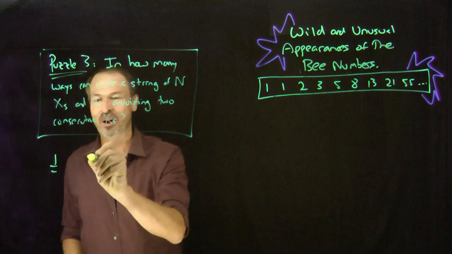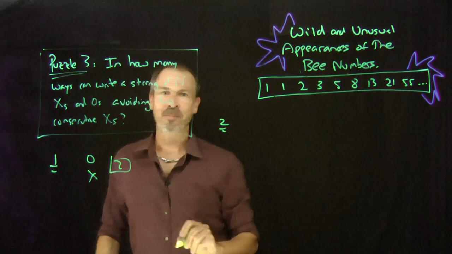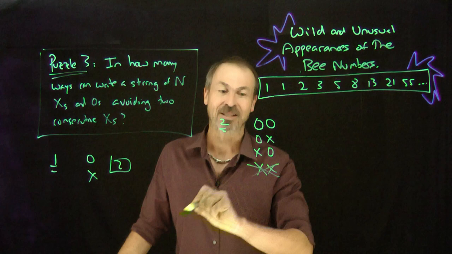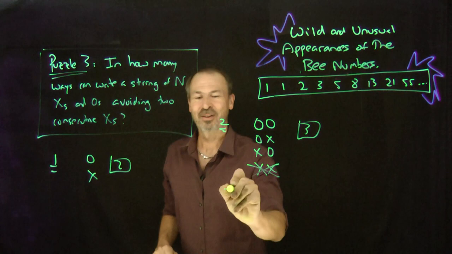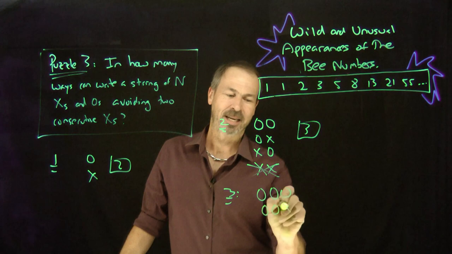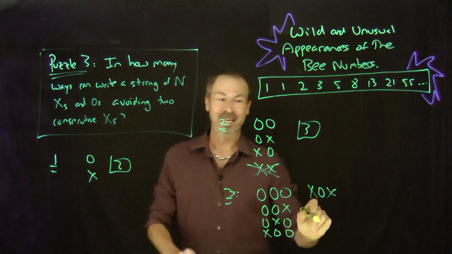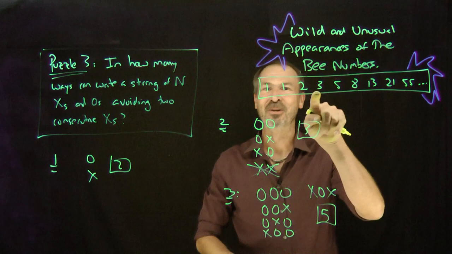If I want a string that's two letters long, I could write OO, two consecutive O's is fine. I could write OX or XO, that's fine too, but I won't write XX. I don't want consecutive X's, not going to happen. So for a string of two letters, I've got three options. For a string of three letters, let's do it. I could write nothing but hugs. I could do hug, hug, kiss, or hug, kiss, hug, or kiss, hug, hug. I could do two kisses, but I have to separate them with a hug and leave it at that, and I think that's all I can do, which gives me five options. Two, three, five.